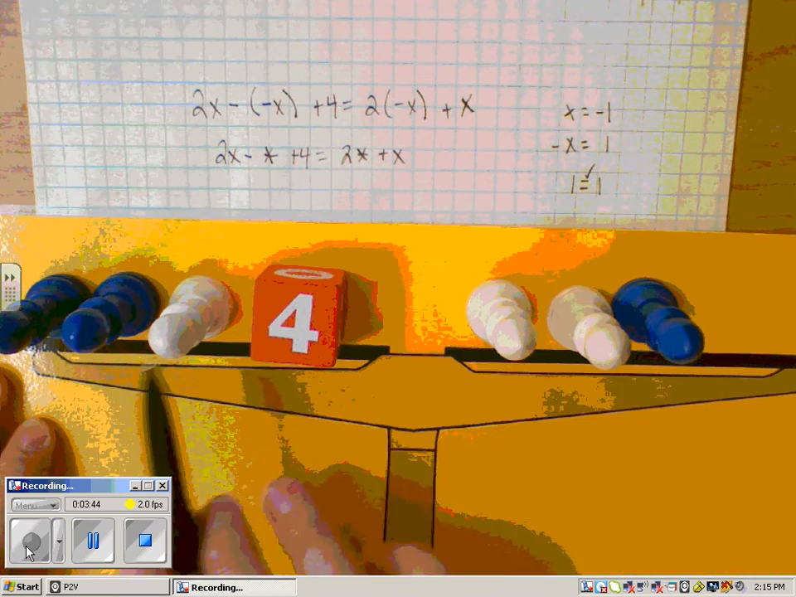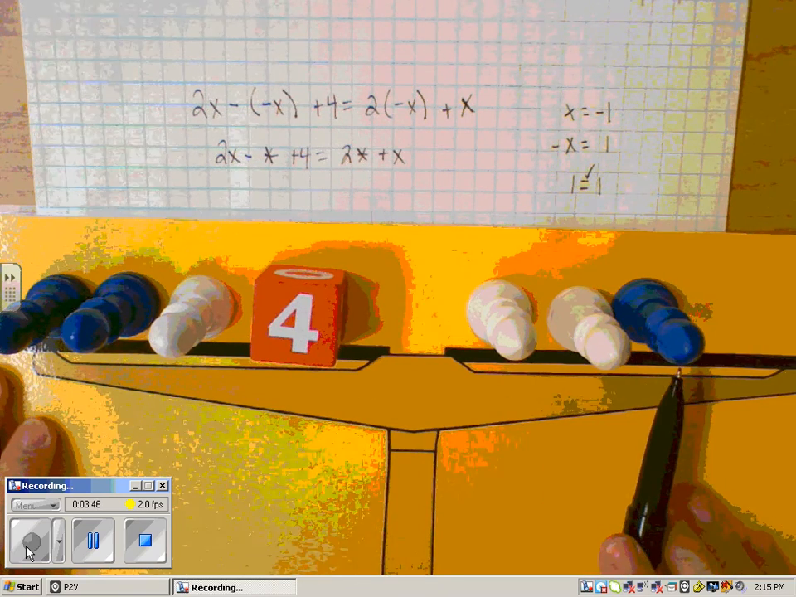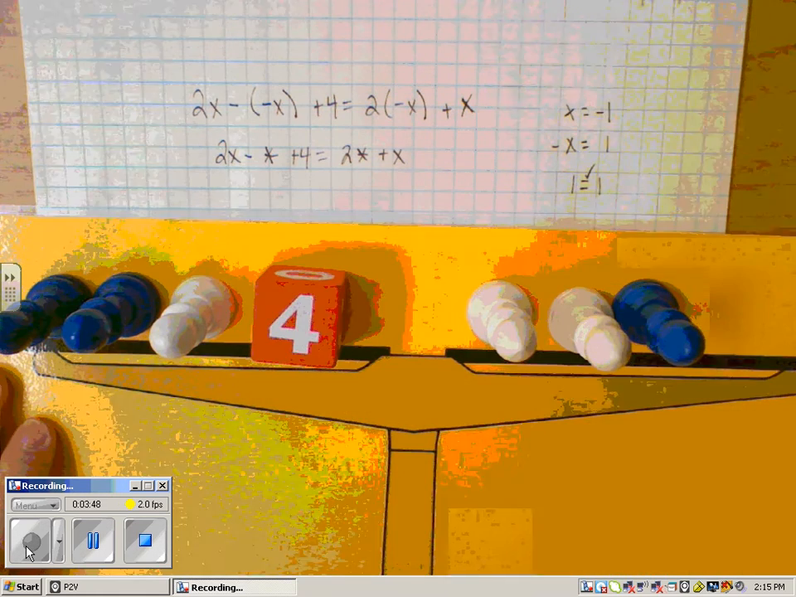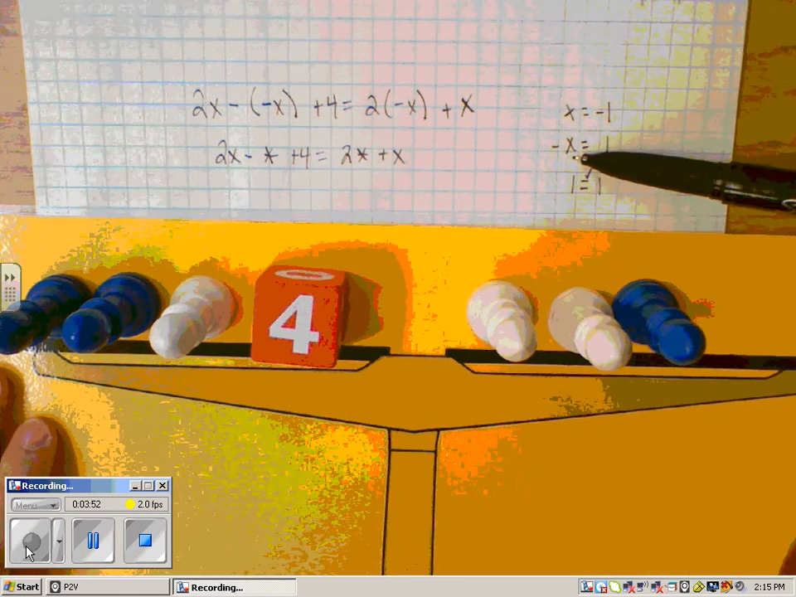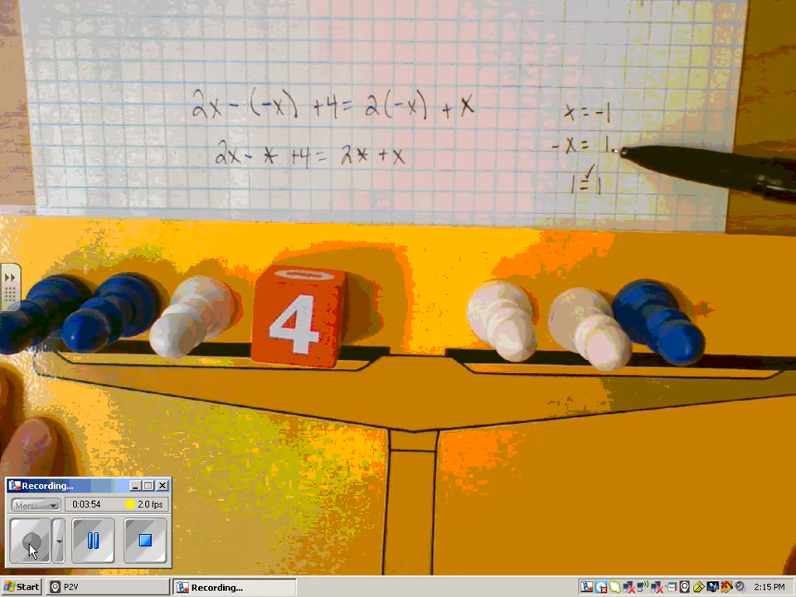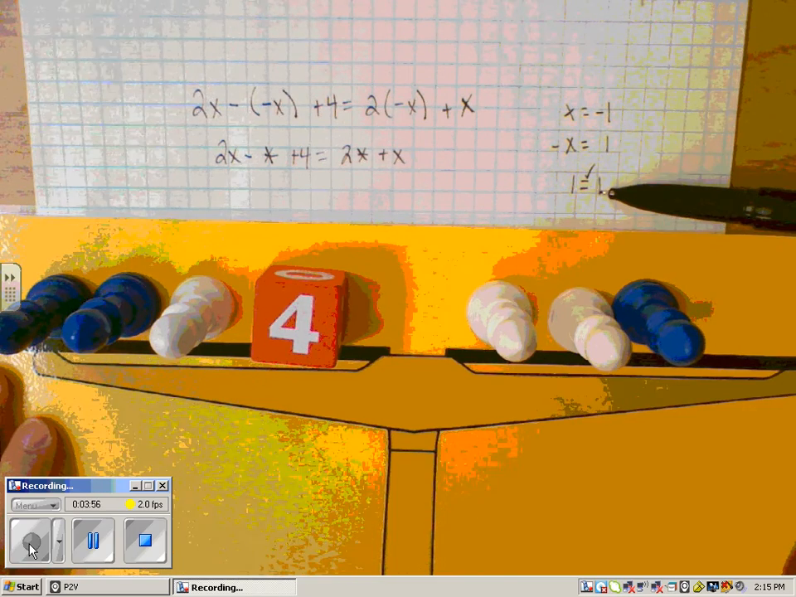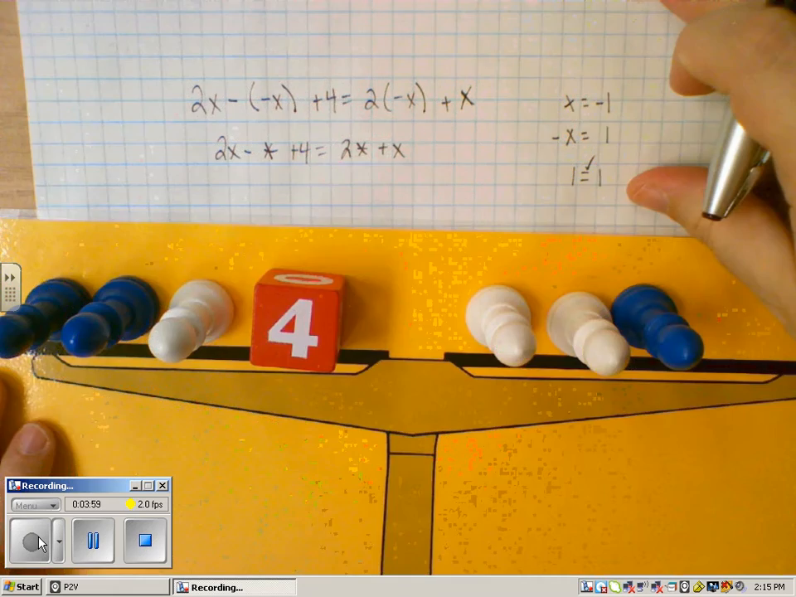Okay, here's what you should get when you set it up on your scale. You should get that x equals negative 1, negative x equals 1, and your check is 1 equals 1. Try the next one.